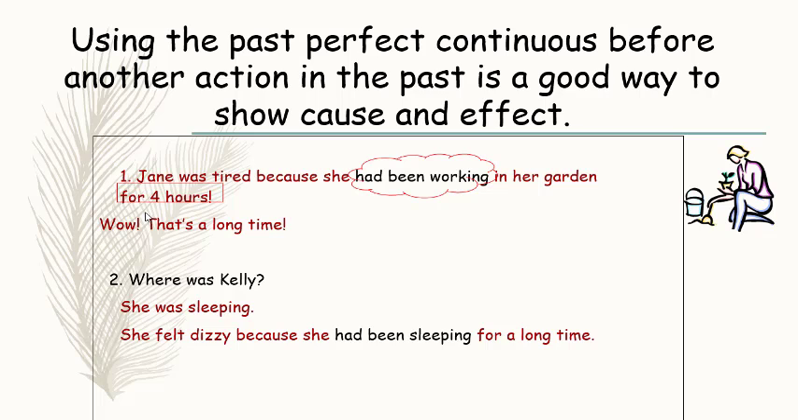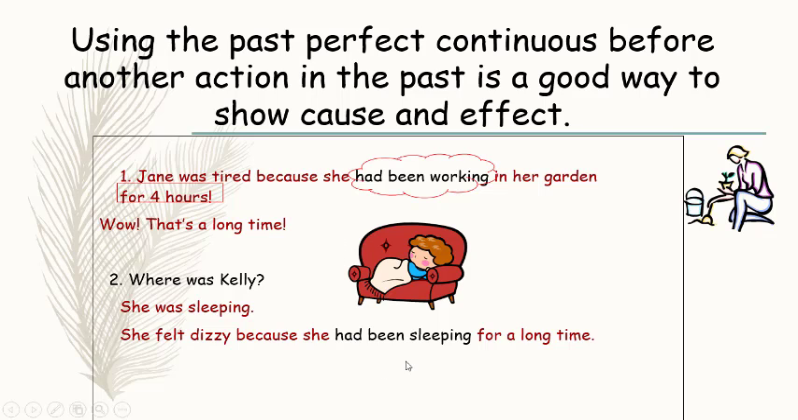Let's read another one. Where was Kelly? She was sleeping. She felt dizzy because she had been sleeping for a long time. Here, had been sleeping is a continuous action, and in the past. For a long time, it's a duration. Here we are saying why Kelly felt dizzy. This is the cause of feeling dizzy. She had been sleeping for a long time.